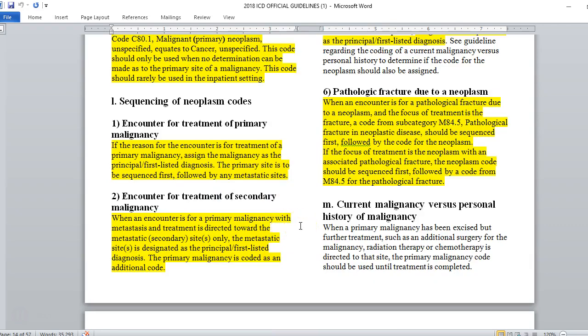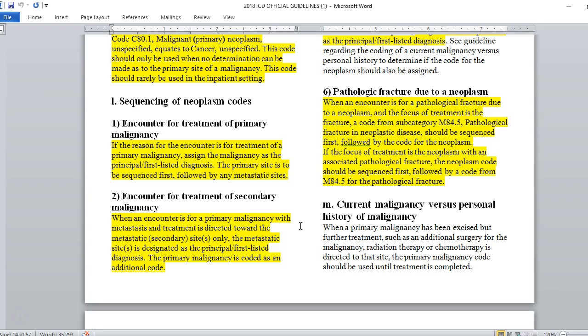Let's talk a little bit more about sequencing. Okay, so again, when we're talking about sequencing, we're always talking about which way do we want these to go. So if the reason for the encounter is for treatment of a primary malignancy, assign the malignancy as the first listed diagnosis. The primary site is to be sequenced first, followed by any metastatic sites. Why? Because we're treating the primary. So if we're treating the primary cancer, then we want to put that first because that is what we're treating. And then the metastatic sites, the secondary cancers, will go after that.